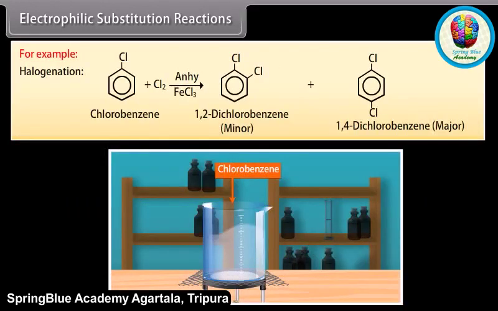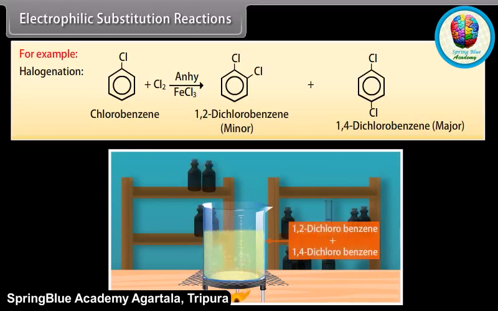Halogenation. When chlorobenzene is mixed with chlorine and then ferric chloride is added, it reacts to give 1,2-dichlorobenzene, which is a minor product, and 1,4-dichlorobenzene, which is a major product.